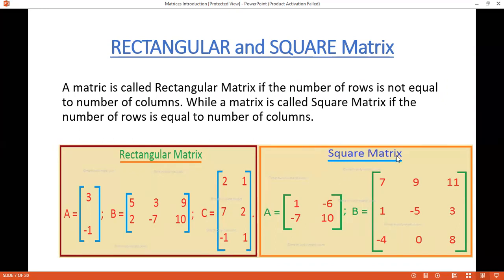And in the case of a square matrix, the number of rows must be equal to the number of columns. Here, 2 columns and 2 rows, so the order is 2 cross 2. And in this case, 3 rows and 3 columns, the order is 3 cross 3. So a square matrix can be 1 cross 1, 2 cross 2, 3 cross 3, but the order remains the same with respect to the number of rows and columns. So in square matrices, the number of rows must be equal to the number of columns.